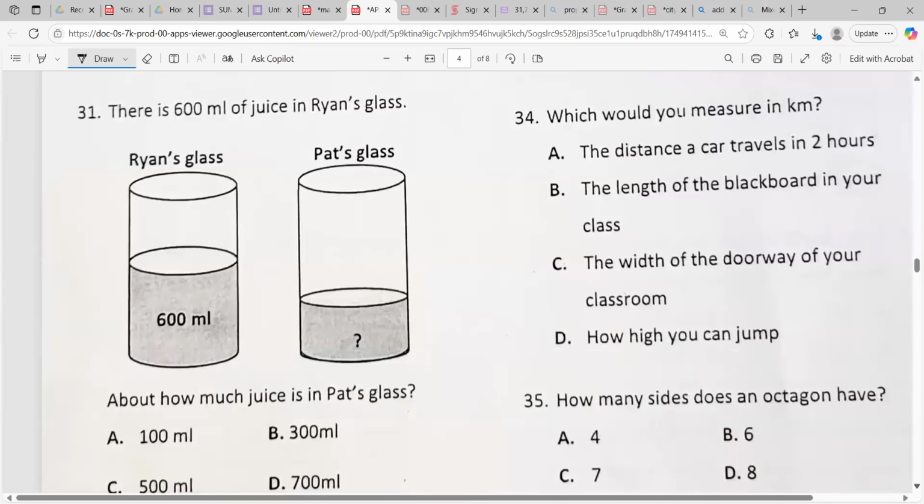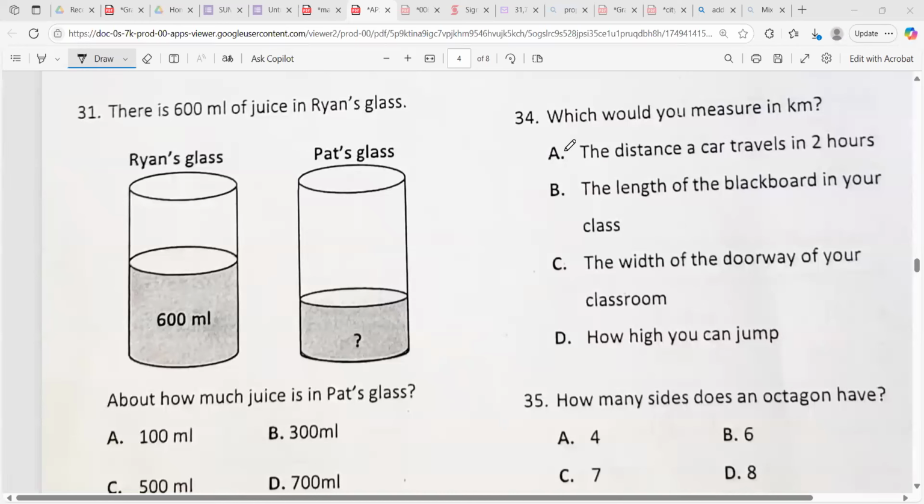There is 600 ml of juice in Ryan's glass. About how much juice is in Pat's glass? So they want you to estimate. Go ahead and complete that one. And we're at number 31. Please remember to put the number, guys, so we can review your work, all right? Thanks.